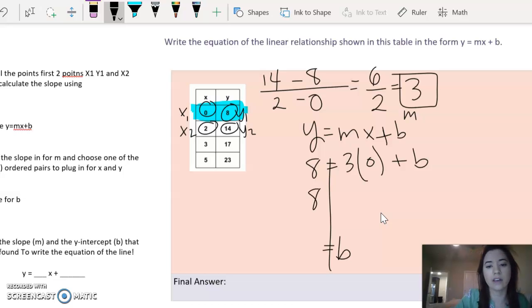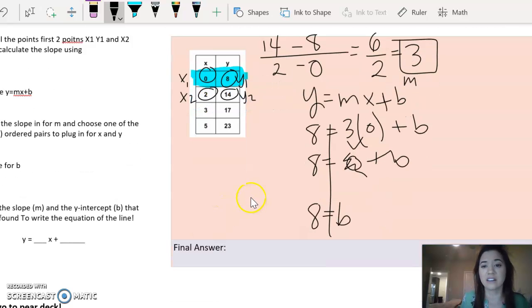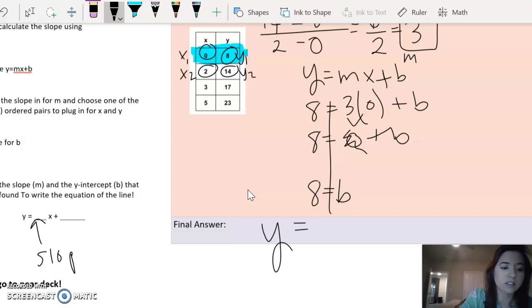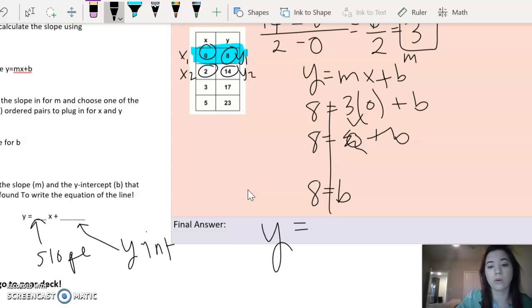Alright, so we get 8 equals 3 times 0, which is 0. I mean, you can subtract 0 or you can just ignore it. So b ends up just equaling that 8. Alright, so now we can write our equation. We have y equals, again, our slope comes first, next to our x, and then our y-intercept. So we're going to write y equals our slope 3x plus 8.